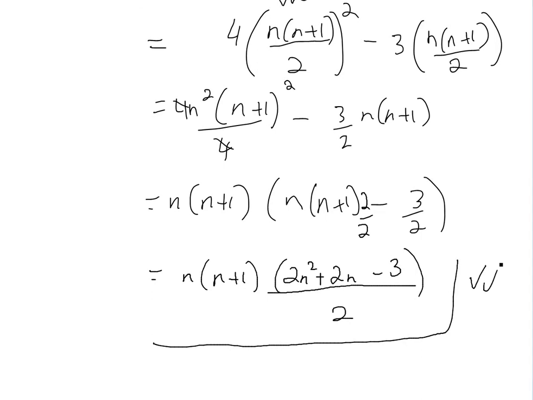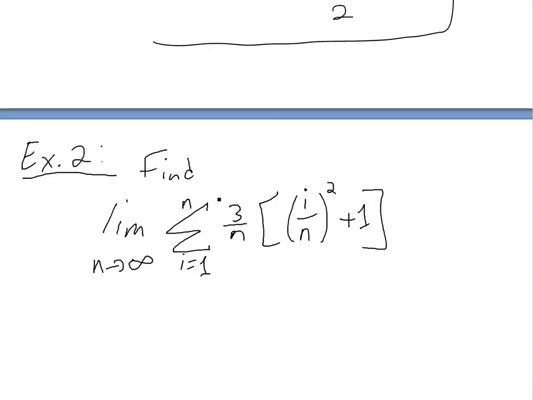That's the answer. So now if we look at example 2, here's the last example to do for today. Basically, the limit of the summation of 3 over n. In this case, we're using n inside the formula. That's okay. Well, if this was 3, this would be a 3, etc. Now times i squared divided by n plus 1 here.